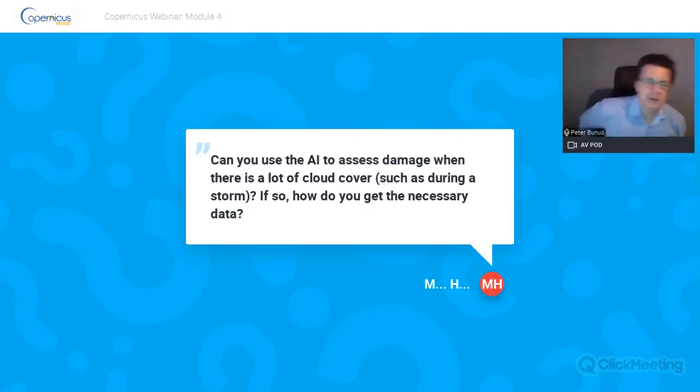Yeah, so the first question is whether we can use AI to assess damage when there is a lot of cloud cover. Well, obviously we cannot use optical imagery and image classification and image detection in the classical way. But when it is cloudy, we can use synthetic aperture radar, or SAR interferometry, for assessing damages after a natural catastrophe event.